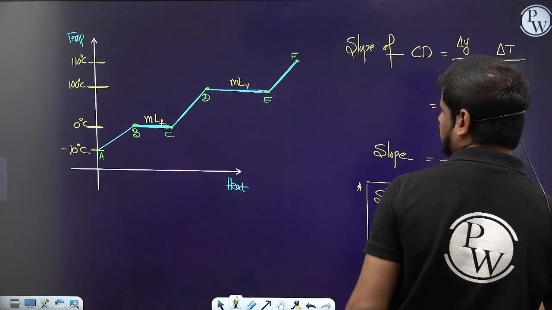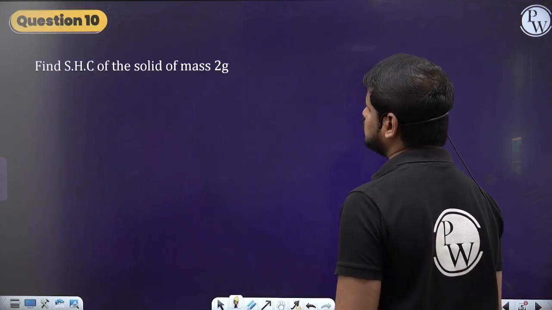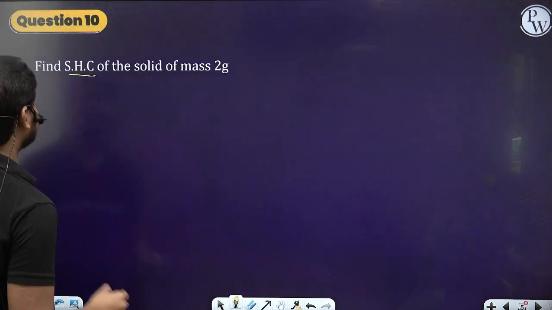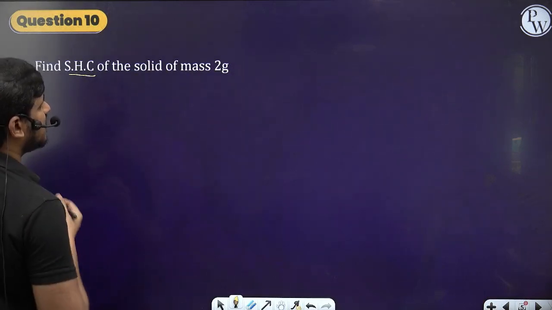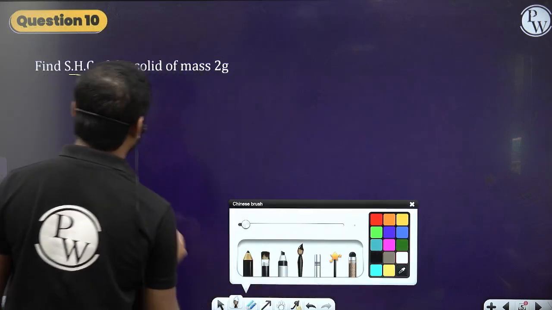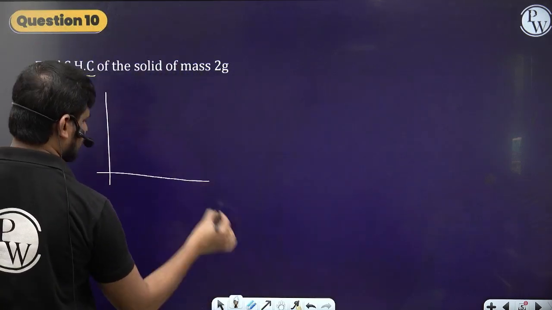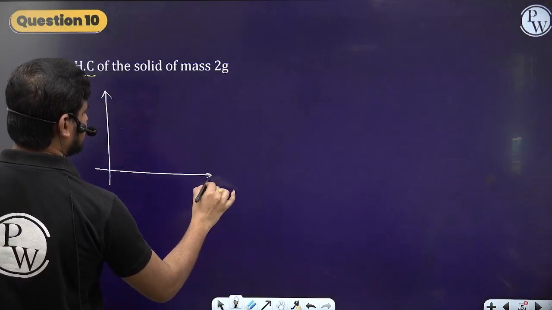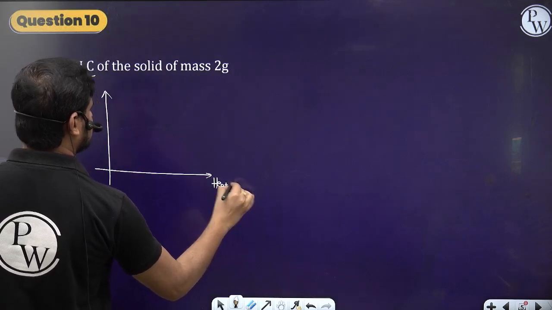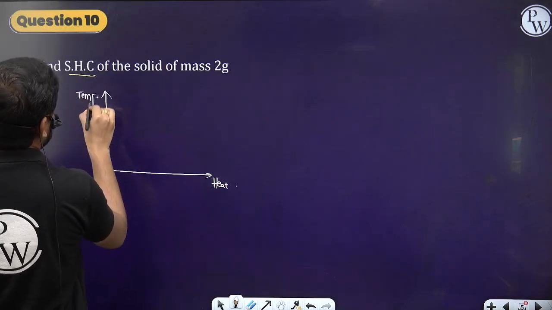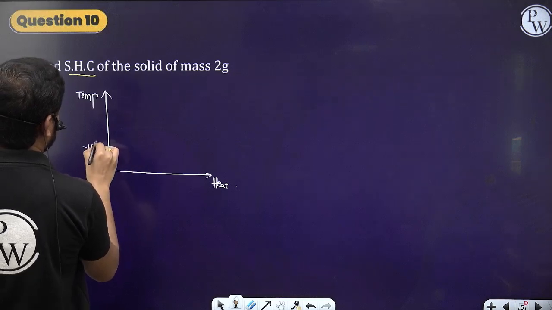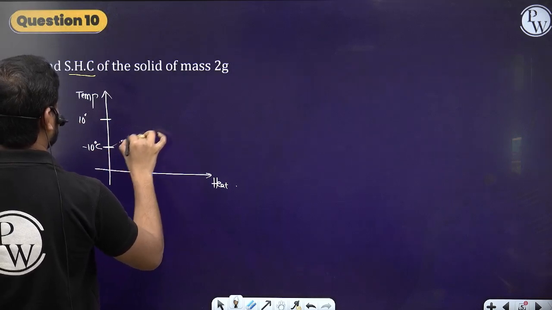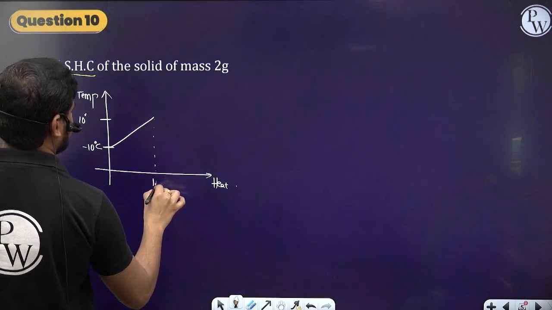Chalo. So this is also done. Next, find the specific heat capacity of a solid of mass 2 grams. I'll give the graph for this. Let's say we are drawing heat versus temperature. It changes from minus 10 degrees centigrade to 10 degrees centigrade. Let me consider this as 100 calories.